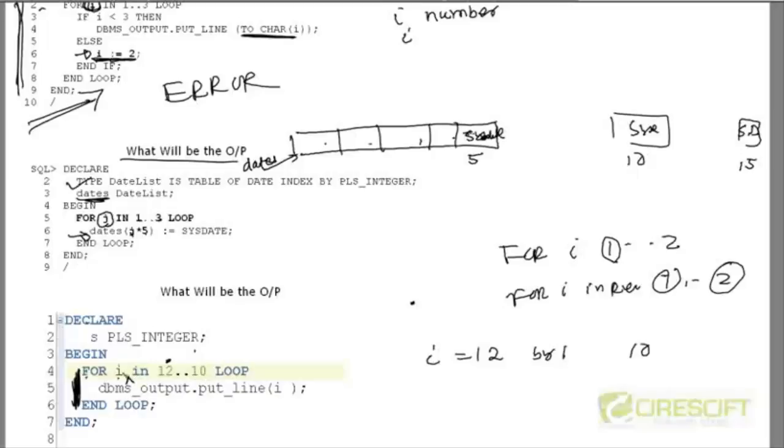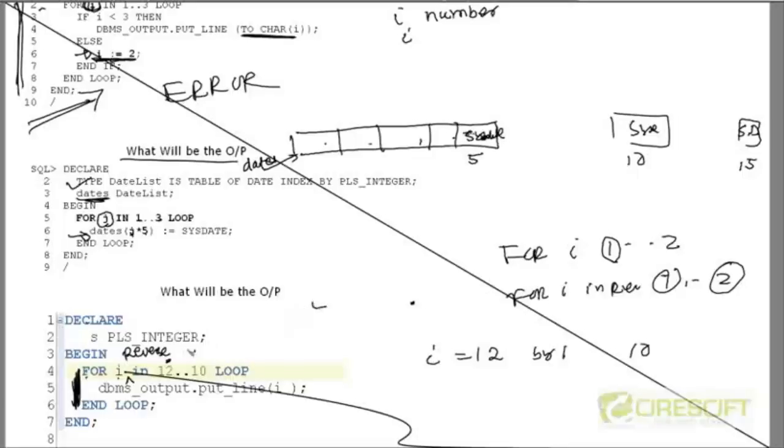This can be a good line if it were I in reverse. This is possible because in the reverse, I start with the upper bound, that's 10, and then it can go back to 12. So that is also possible. So the output of this is nothing. This for loop is not going to work, and it will never be traversed.